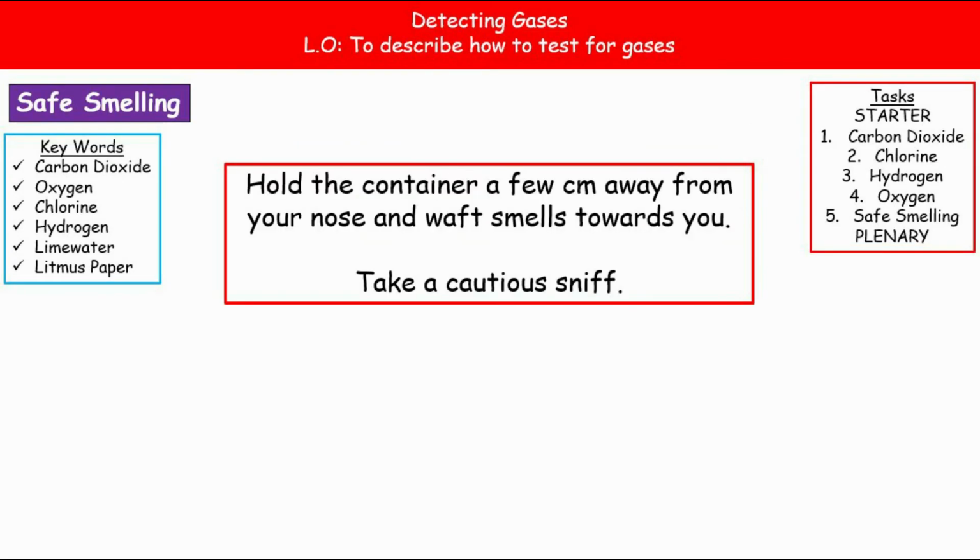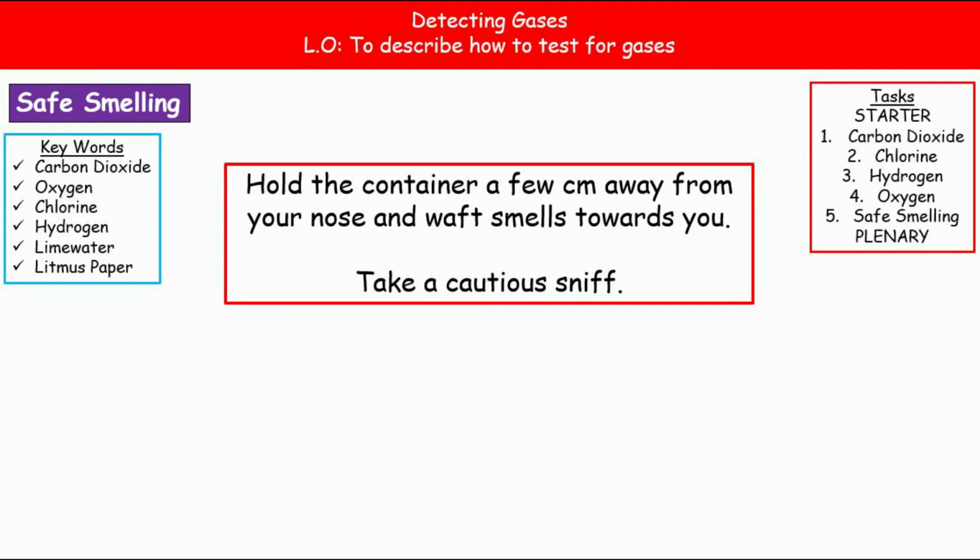There are some instances where you may already have a good idea about what gas is present before we do any test, because we all have a sense of smell. Now, the key thing here is when we're using our sense of smell in chemistry, that we're not going to be doing something that's going to lead to our demise. That would be bad. So we have a technique we use for safe smelling of chemicals.